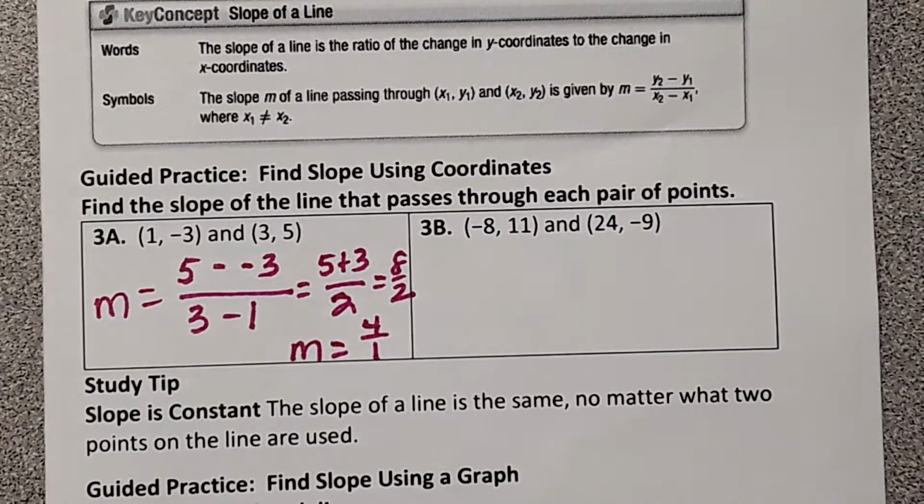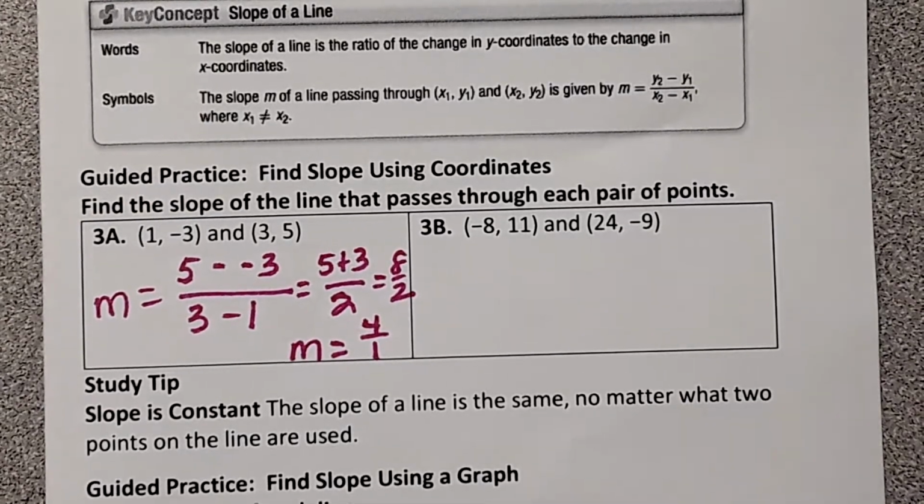In an equation, you would write slope as just 4x, right? And if you're just giving me the slope, I want you to leave it as a fraction, as 4 over 1, because that really is telling you rise over run. Okay, let's do 3b.